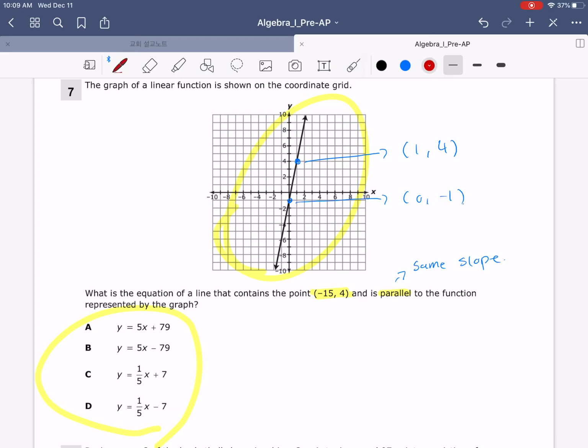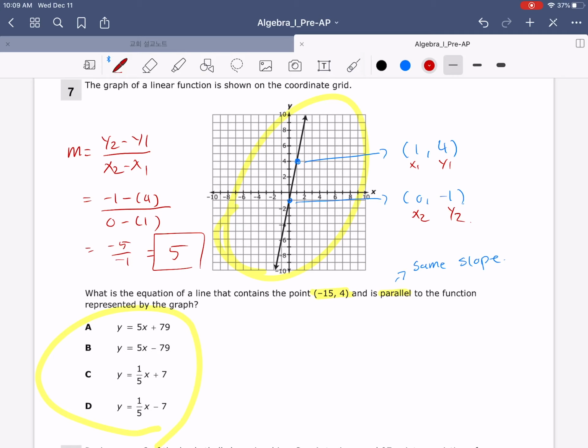Again, if you want to find the slope, it's going to be y2 minus y1 over x2 minus x1. So here you go: x1, y1, x2, y2. It's going to be -1 minus 4 over x2, which is 0, minus 1. And if you do it, it's going to be -5 over -1, which is just +5. We're going to use it as the slope.